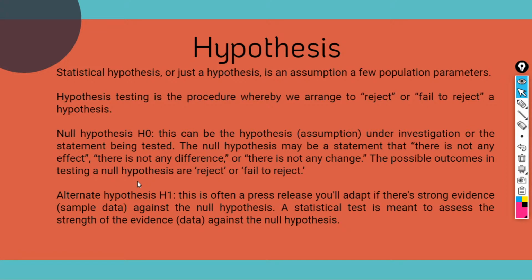A statistical hypothesis, or just a hypothesis, is an assumption about a few population parameters. Hypothesis testing is a procedure whereby we arrange to reject or fail to reject a hypothesis. So someone believes that India will win, but someone else comes and says, no, India will not win today, Australia will win today. Now, how do we quantify or validate the existing belief that I have?